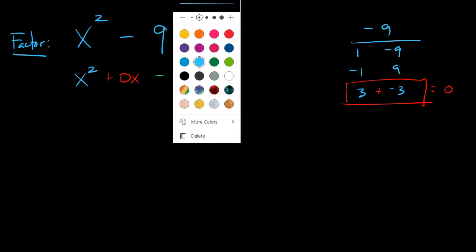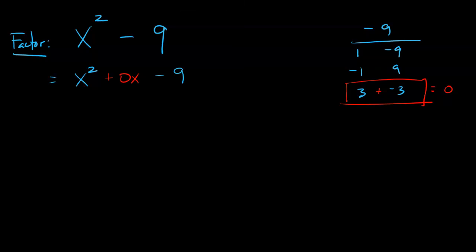So this one can be factored into x plus 3 and x minus 3. So this one's considered a special one because it's got a missing middle term. But these actually have a specific name.